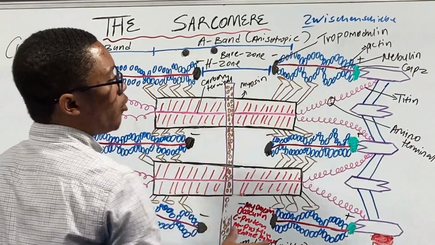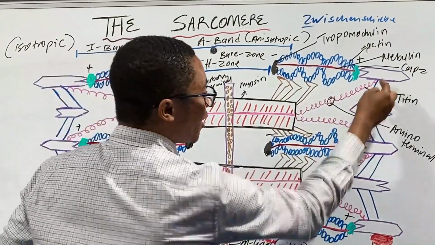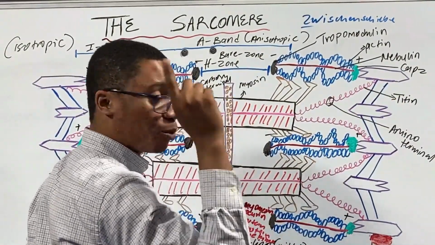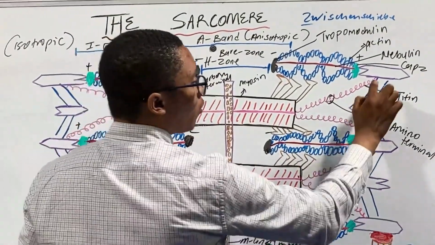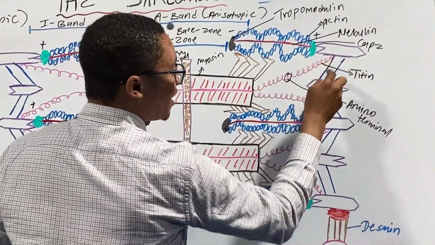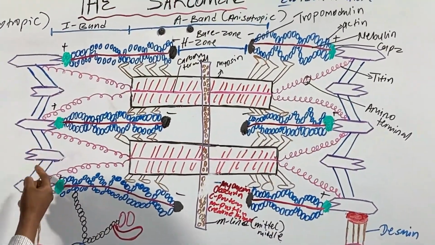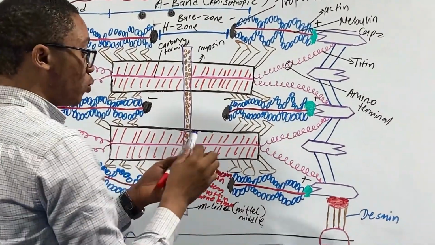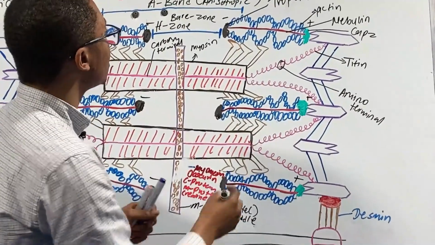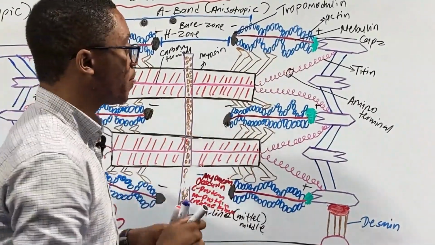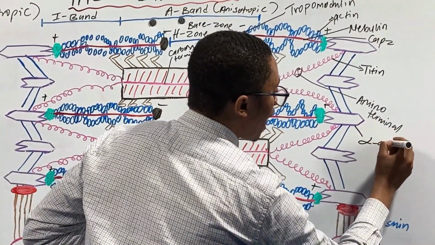Remember, I forgot to say something about the Z disc. Looking at the Z disc, I've mentioned a protein that holds the Z disc together, known as desmin. Now looking at this Z disc, there are these important structures I drew here. These are known as alpha actinin. Please don't confuse alpha actinin and actin. They are different things entirely. So this structure here is known as alpha actinin.